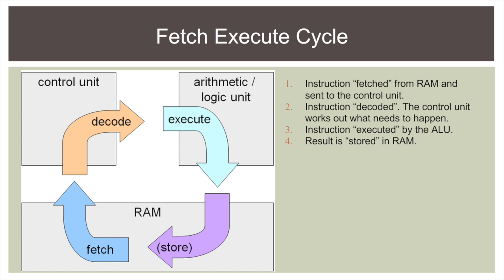So how do we join all this knowledge together? To do that, we have to look back at the fetch execute cycle, and this is something you learnt back in year 11. So the fetch execute cycle: the instruction is fetched from RAM, and is sent to the control unit. The instruction then is decoded. The control unit works out what needs to happen and sends this through to the ALU. And the ALU is the part of the processor that actually does the processing and executes the instruction. And the result of that instruction is then stored in RAM.